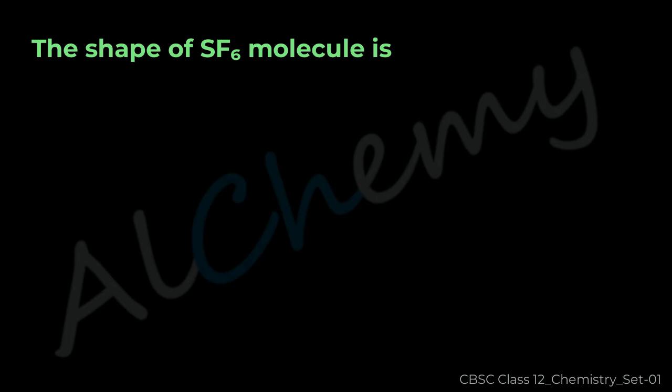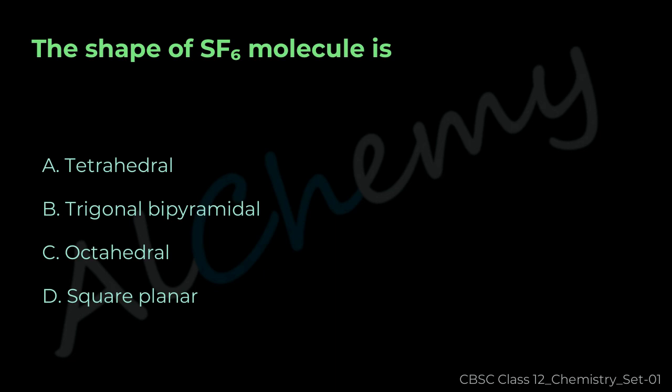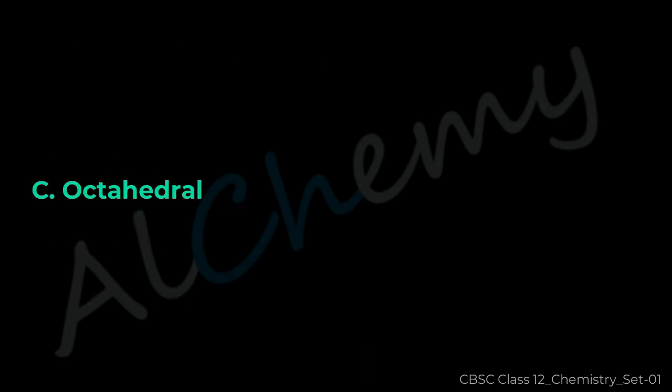Dalton's law. Question 6. The shape of SF6 molecule is A. Tetrahedral, B. Trigonal bipyramidal, C. Octahedral, D. Square planar. The correct answer is C.